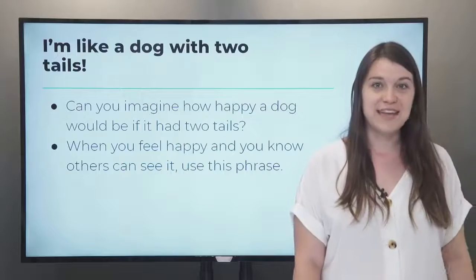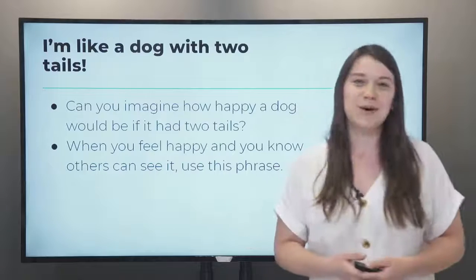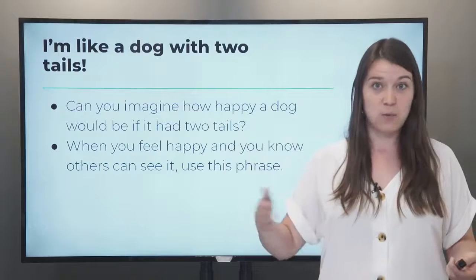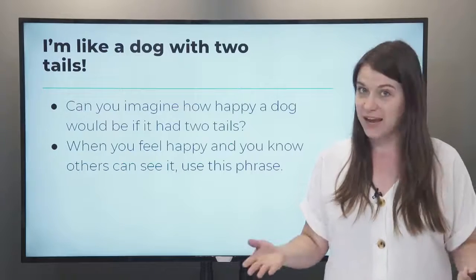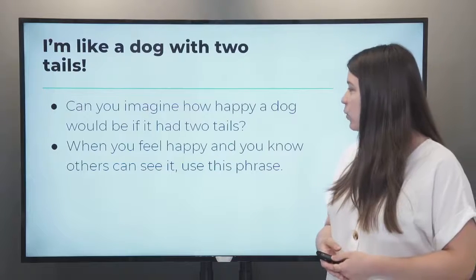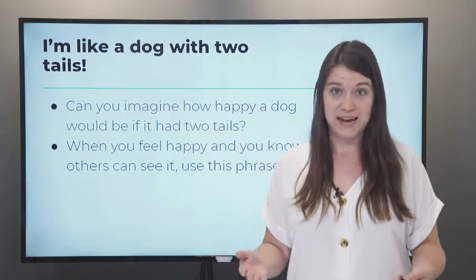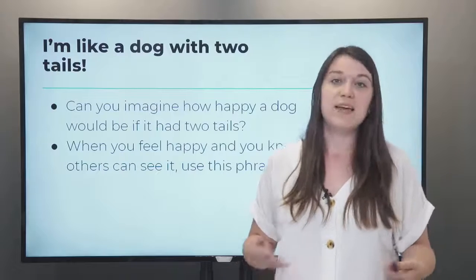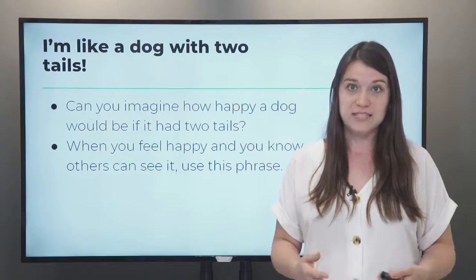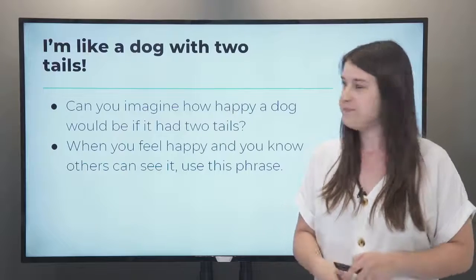Okay, another way to say that you're very happy about something is I'm like a dog with two tails. Obviously dogs don't have two tails, but when a dog is happy, they wag their tail, right? So if a dog had two tails, then they would be wagging both of them. So this is the expression when you feel happy and you know that others can see it, because when you see a dog wagging its tail, you know that it's happy. In this case, if someone sees a smile on your face, they know that something has made you very happy. So you can say, I'm like a dog with two tails.